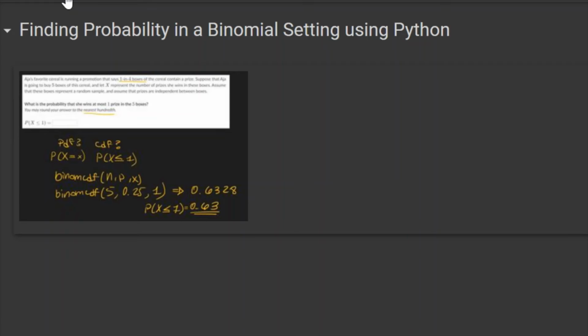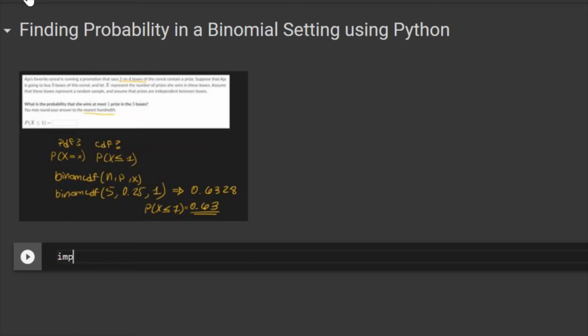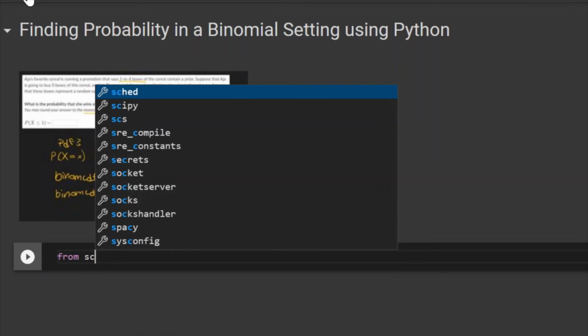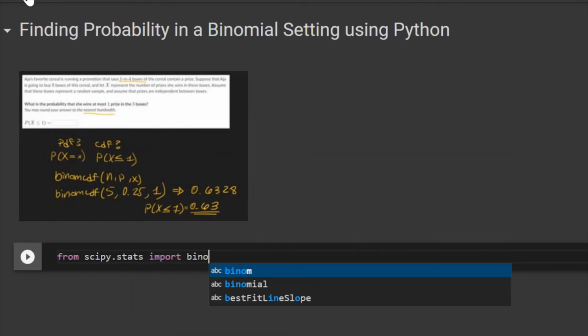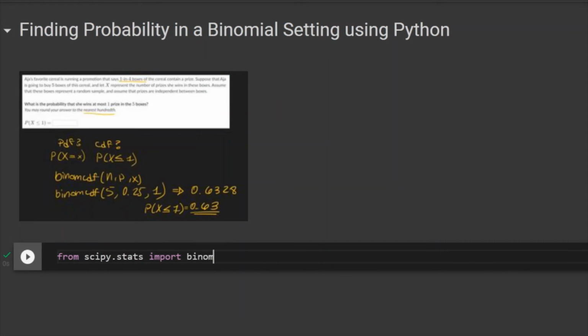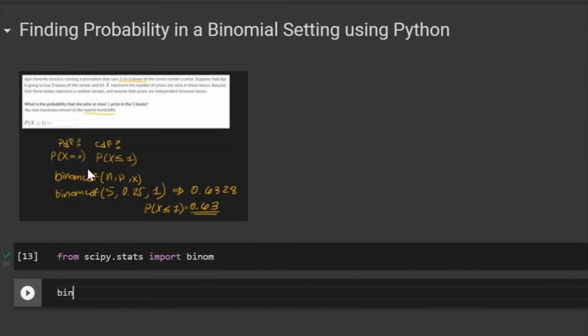Now we're going to do the same thing except using Python. So the first thing you want to do is import. Let's actually do from scipy.stats import binom. So what we're doing is importing the binom function, which stands for binomial, from the scipy stats package. Let's run that, and that's going to do nothing because we're just importing it. But now we're going to use binom.cdf, because again we're working with less than or equal to, not finding a probability of an exact value.